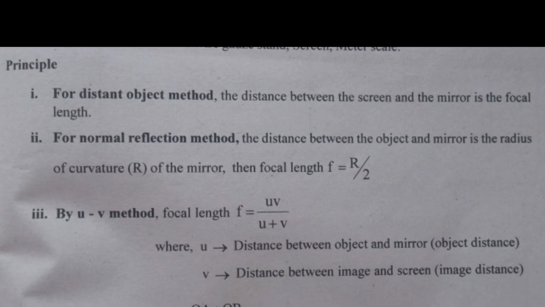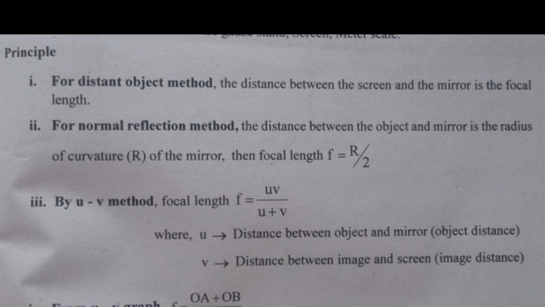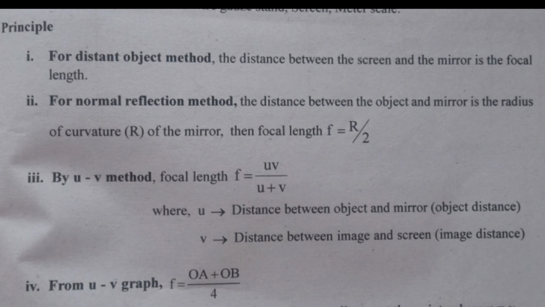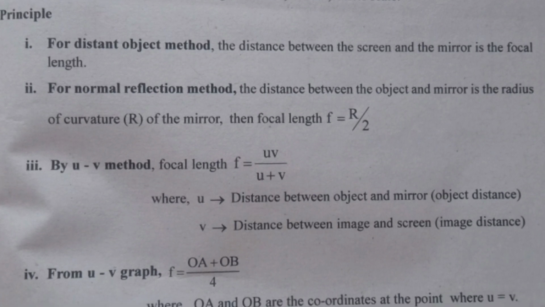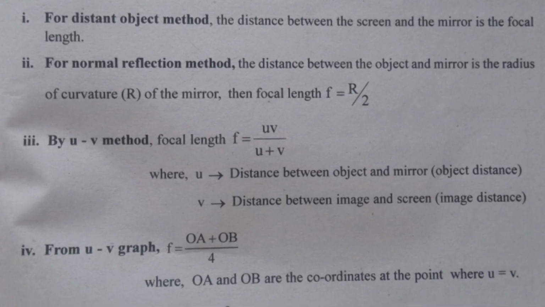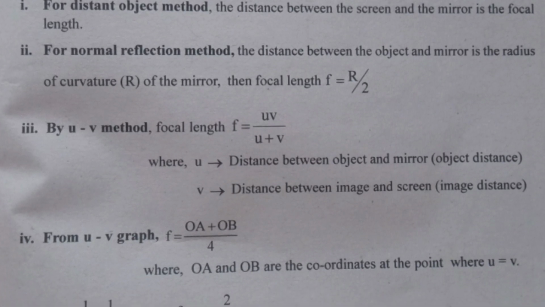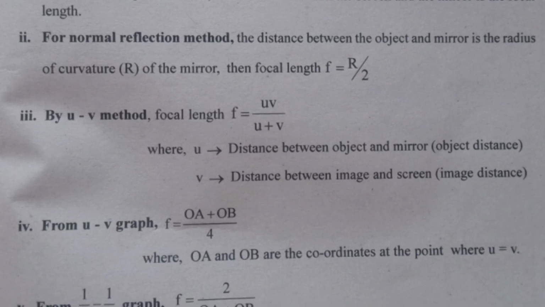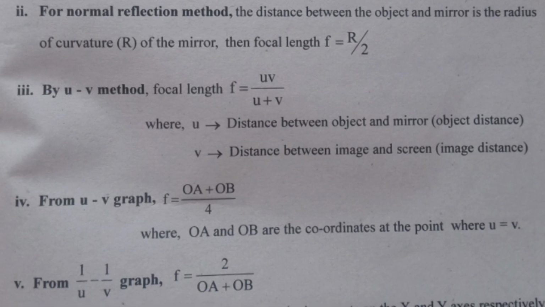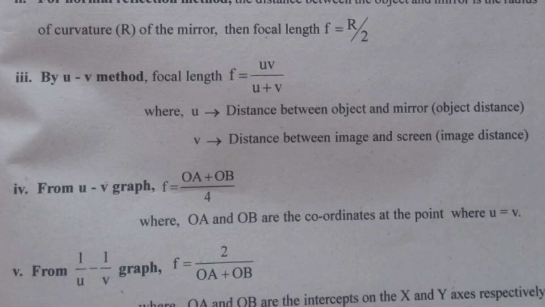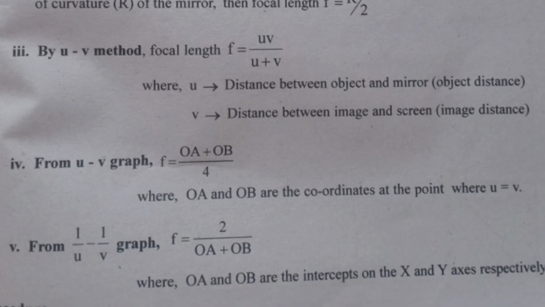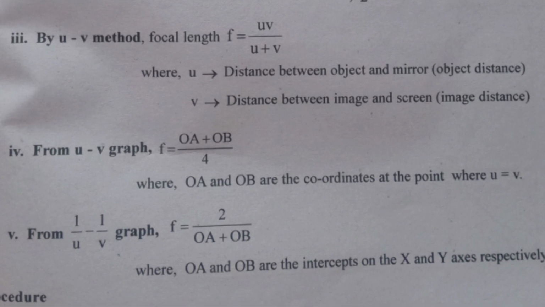By using the UV graph, we have to use the equation f = (OA + OB)/4. Here OA and OB are the coordinates at the point where u is equal to v. And from the 1 by u, 1 by v graph, we have to use f = 2/(OA + OB). Here OA and OB are the intercepts on the X and Y axis respectively. So these 4 are the principles used, and for the exam you will be getting only 2 questions from this. Whichever one is asked, that only you have to write as the principle.